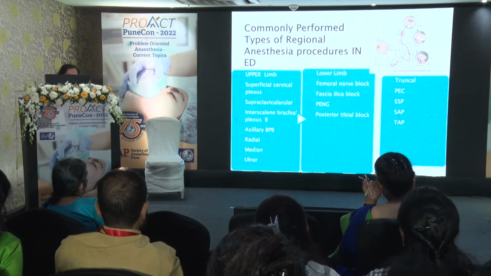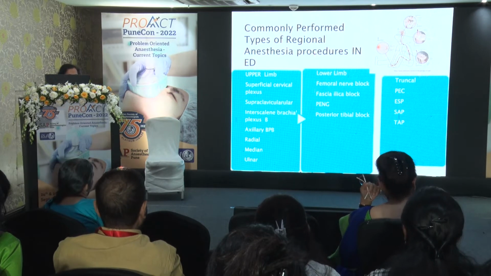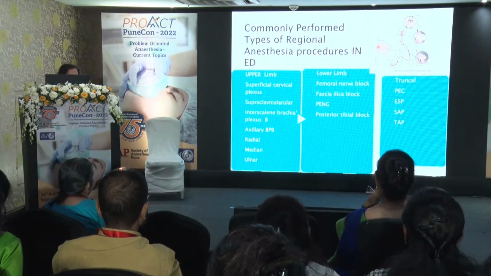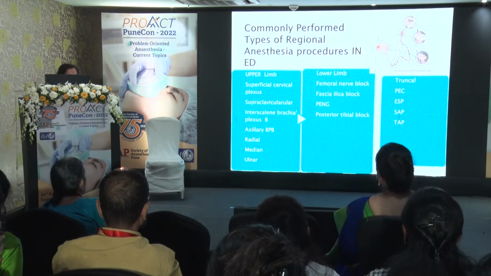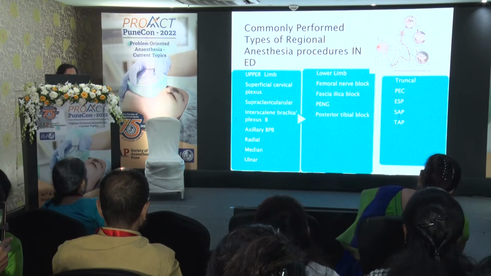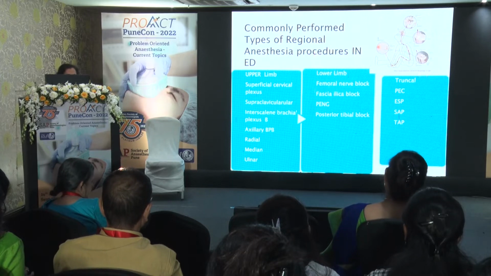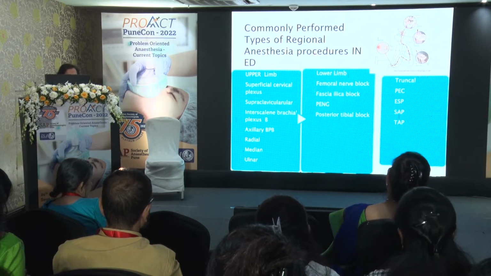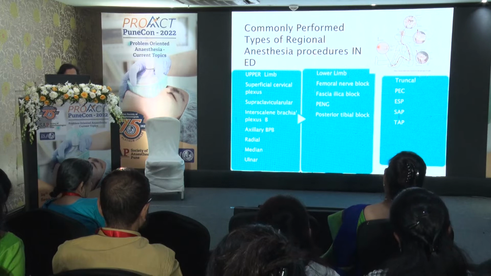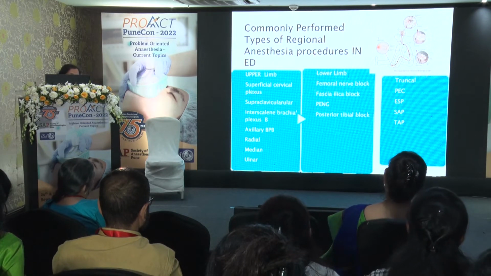Which are the commonly performed types of regional anesthesia in the emergency department? For upper limb, superficial cervical plexus, supraclavicular, interscalene, axillary, and for the forearm, selective radial, median, ulnar blocks can be done. In the lower limb, femoral nerve block, fascia iliaca block, PENG block, superficial posterior tibial block. In this, they have not mentioned the lumbar plexus block or quadratus lumborum block. All these blocks are deep blocks, and that should be avoided.